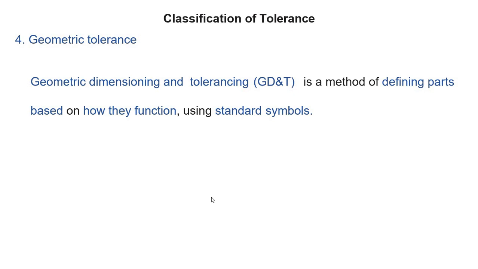Next is the geometric tolerance system. Geometric dimensioning and tolerancing, GD&T in short, is the method of defining parts based on how they function, using standard symbols.